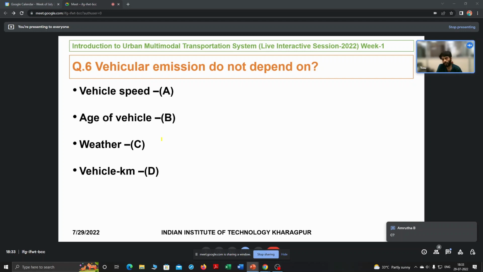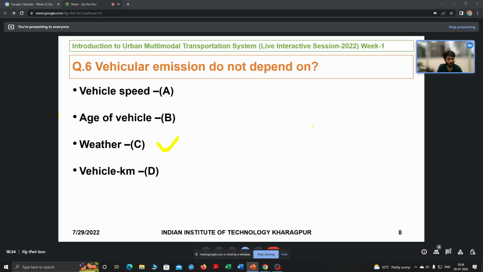Yes, the answer is C, because of vehicular speed. If you have two vehicles with the same power-to-weight ratio, so that their engine capacity and everything else are the same, and one is going uniformly, say traveling in the morning, and one is traveling in congestion, their speed profiles are different, right?